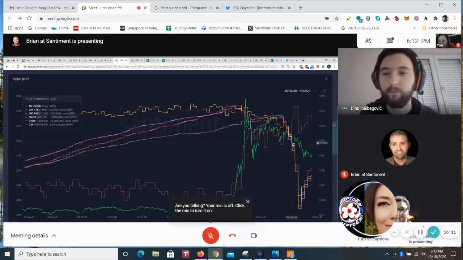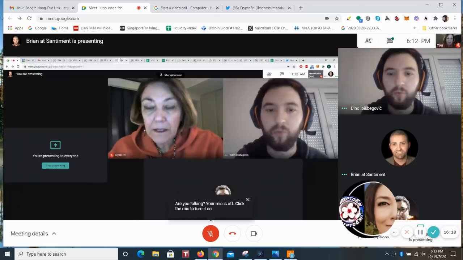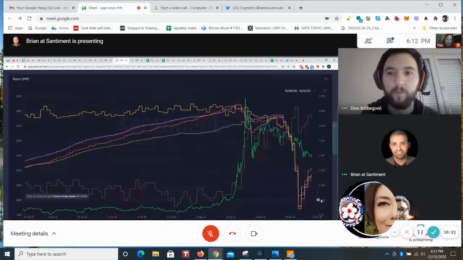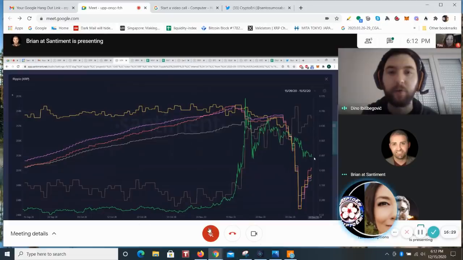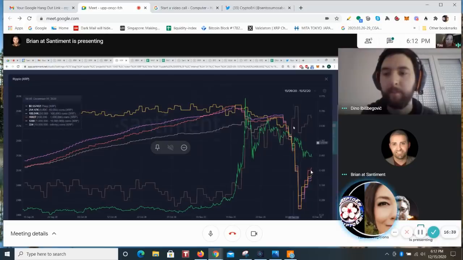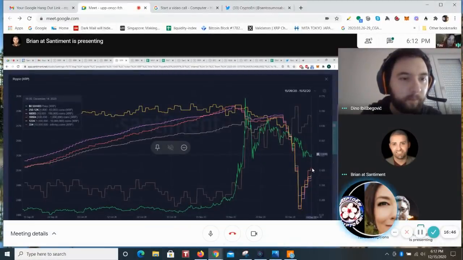So the pink one is the wallets from 100,000 to 1 million. Is that right? Oh, yeah, we can hear you. Okay, this pink line seems to be the one that's really bouncing back, the wallets from about 100,000 to 1 million.